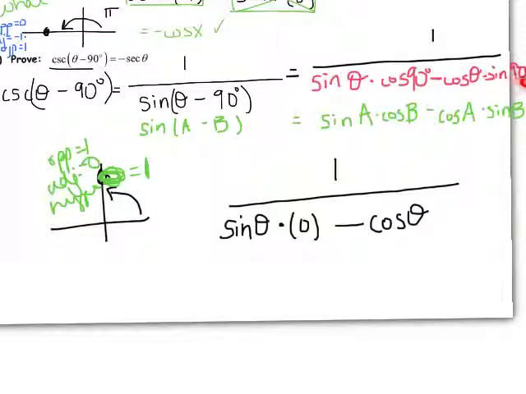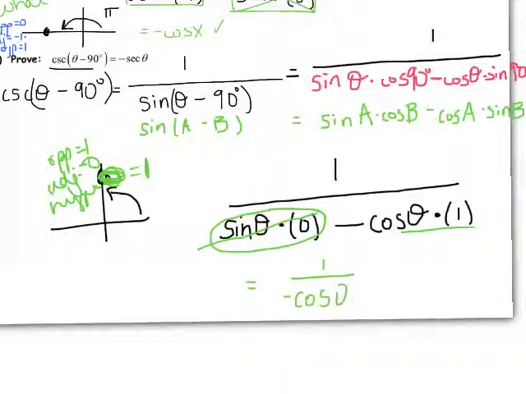But sine of 90, I can evaluate. Sine of an angle is equal to opposite, which is 1, over hypotenuse, which is 1. So that's 1. Once again, when you multiply times 0, it just makes it go away. Multiplying times 1 isn't going to change anything. So I have 1 over negative cosine theta. And if I asked you what 1 over cosine was, you'd say, well, that's secant. So 1 over negative cosine is negative secant, which is exactly where we were trying to go.